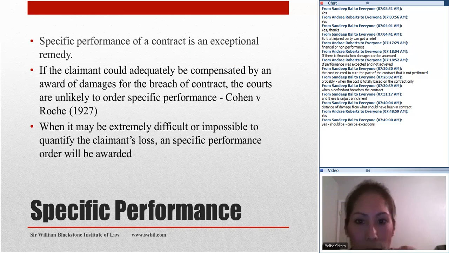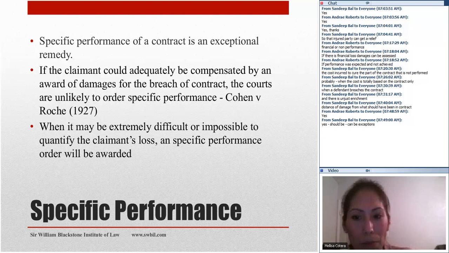In this case, Cohen versus Roche, the claimant owned a furniture shop and entered an agreement to purchase a quantity of a kind of chairs to sell in his shop. The defendant, in breach of contract, refused to deliver the chairs. The claimant sued for breach of contract and sought a specific performance for the delivery of the chairs. The court refused to grant a specific performance. The claimant would be adequately compensated by an award of damages. The chairs were considered ordinary articles of commerce and of no special value or interest. The claimant could have purchased the chairs elsewhere. So in this case, a specific performance was not awarded because an award of damages could have been given.